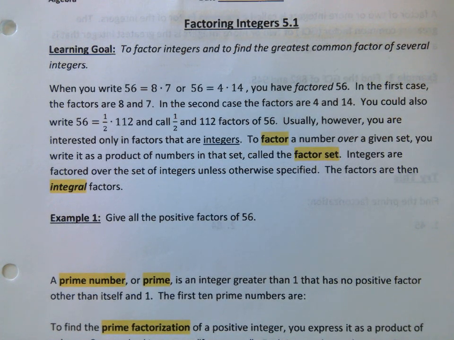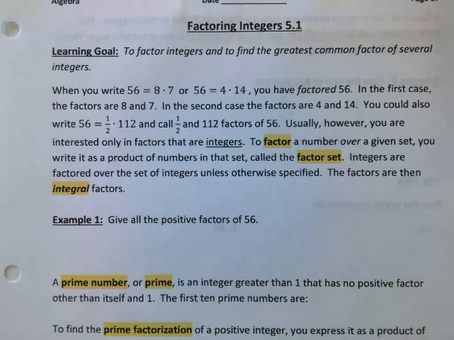Okay, this is the first lesson for chapter 5, which is on factoring. We're going to start off slow and talk about factoring integers, and that includes finding the greatest common factor of several numbers. So this is basically a review.